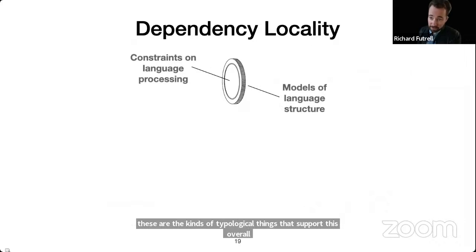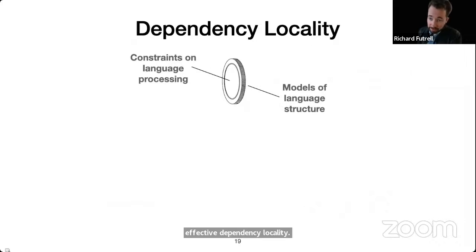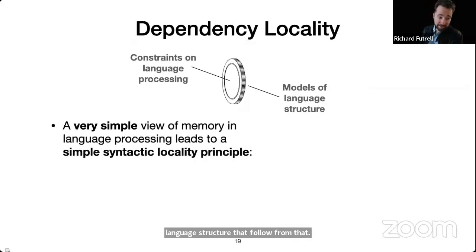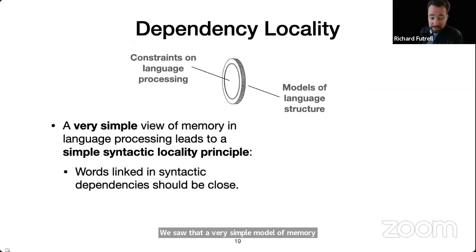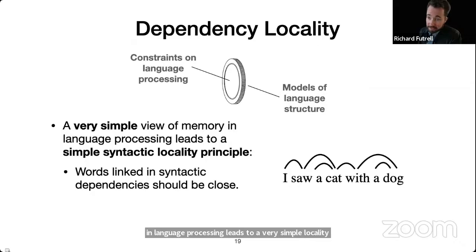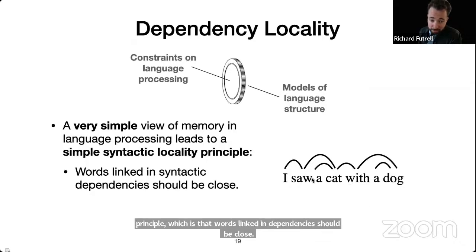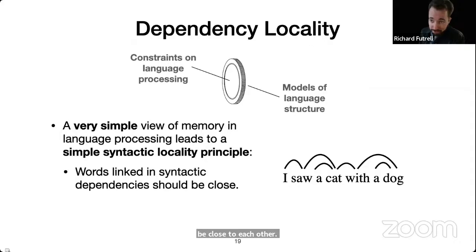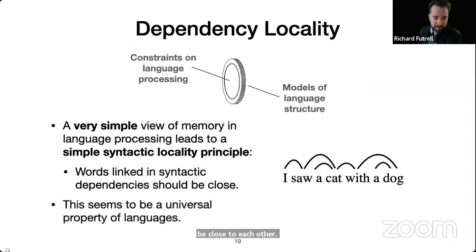So we've thought about constraints on language, and models of language structure that follow from that. We saw that a very simple model of memory in language processing leads to a very simple locality principle, which is that words linked in dependency should be close. If you imagine a sentence like this, you imagine these dependency links are defining words that want to be close to each other. And that's dependency locality so far. It does seem to be a universal property of languages.